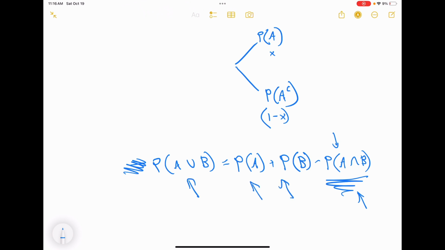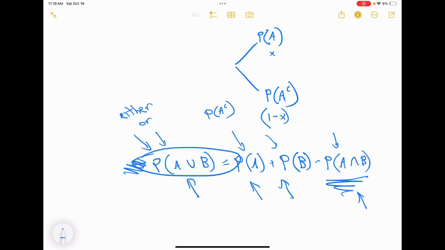Be very comfortable with the different wordings for each one, right? What are the odds that either blank or blank is true? When you see either, when you see or, that's a union. When you see probability of not that thing, it's probability of the contra of A, the opposite of A. Complement, we often call it. Same thing for probability of B. And then it's always like an and, right? What are the odds that blank and blank are true?